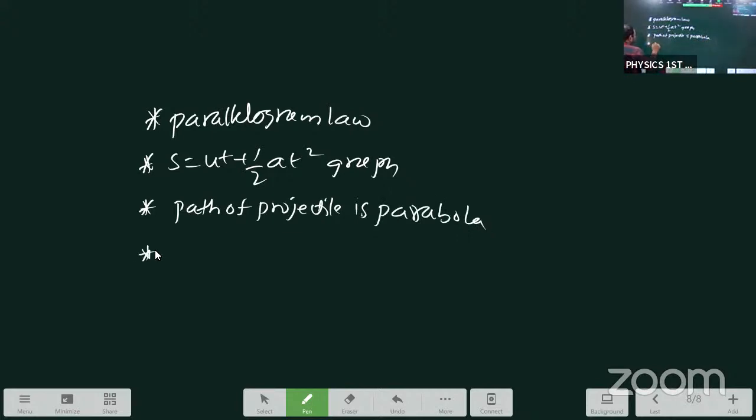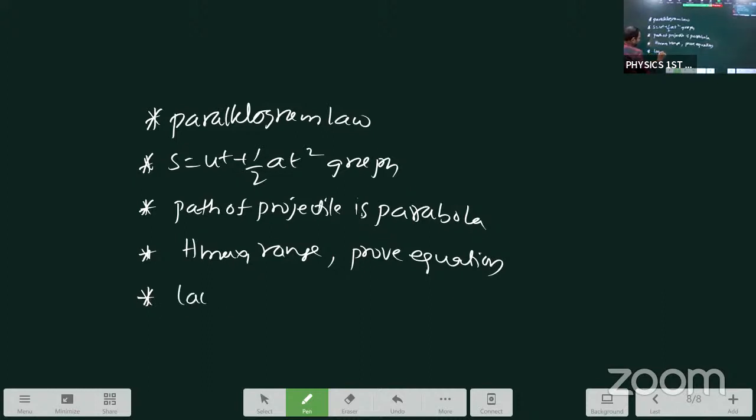Next, H max, range. Prove the equations. Next, lawn roller. Pulling is better than pushing in the case of a lawn roller. Next, method of decreasing friction.